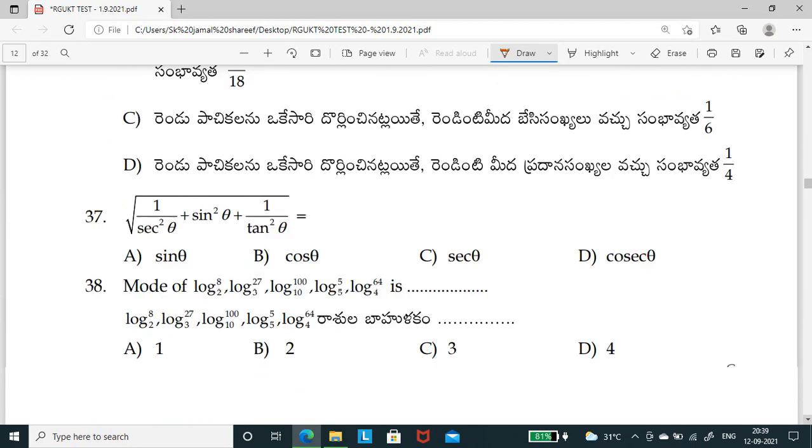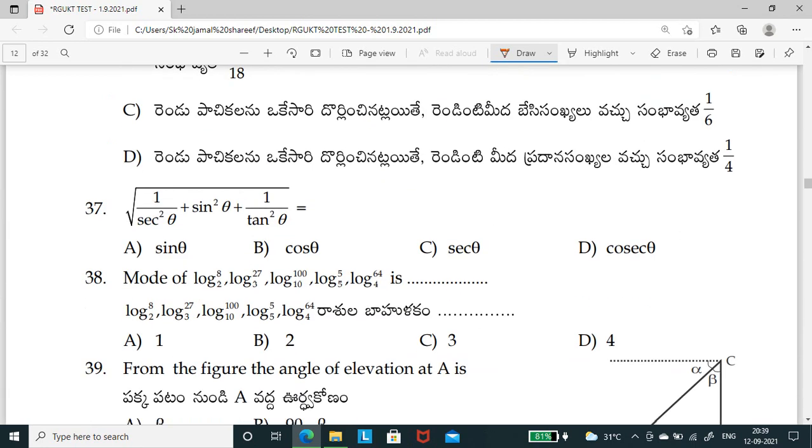Next, moving on to question number 37. So 1 by secant square, I can write it as cos square theta plus sin square theta. So cos square theta plus sin square theta is nothing but 1, plus 1 by tan square theta is cot square theta. So hence the value is square root of 1 plus cot square theta. So square root of 1 plus cot square theta is cosecant square theta. Hence the answer is cosecant theta.